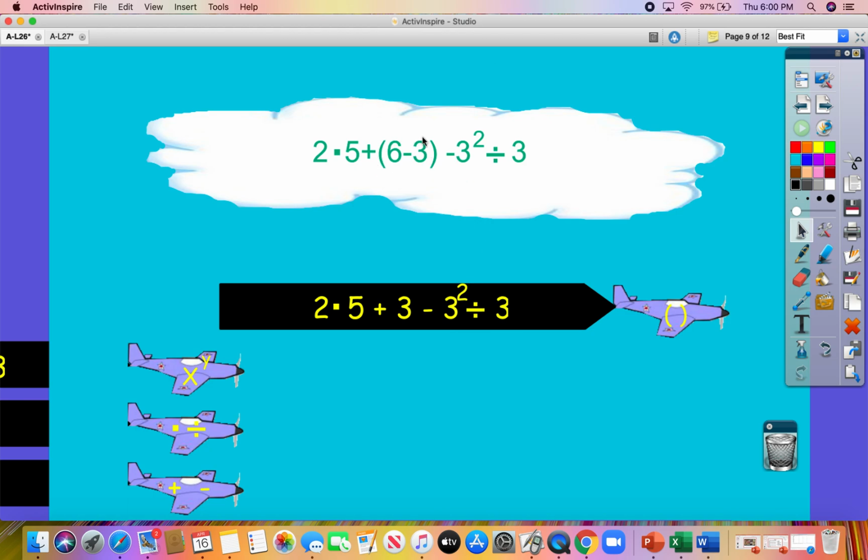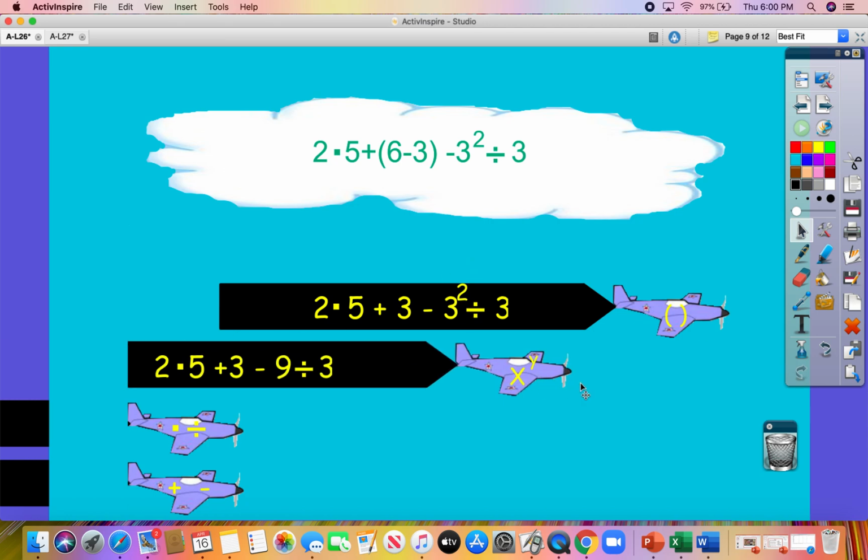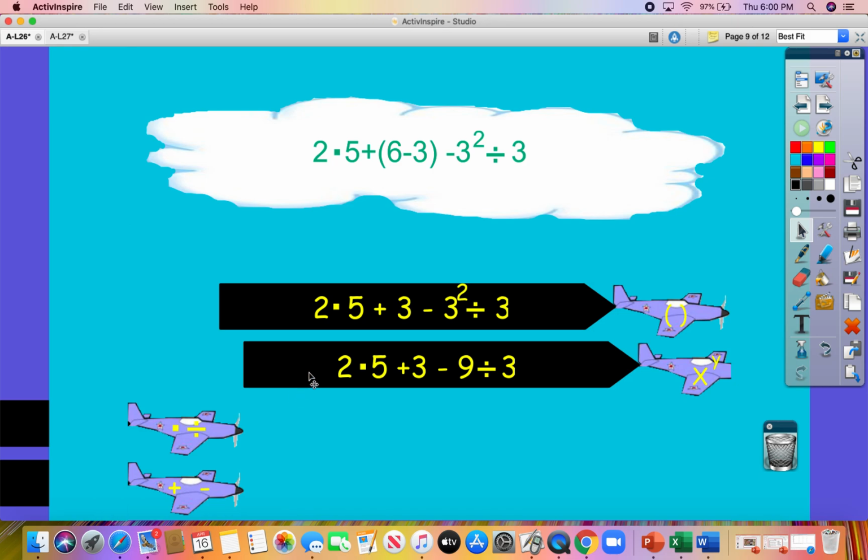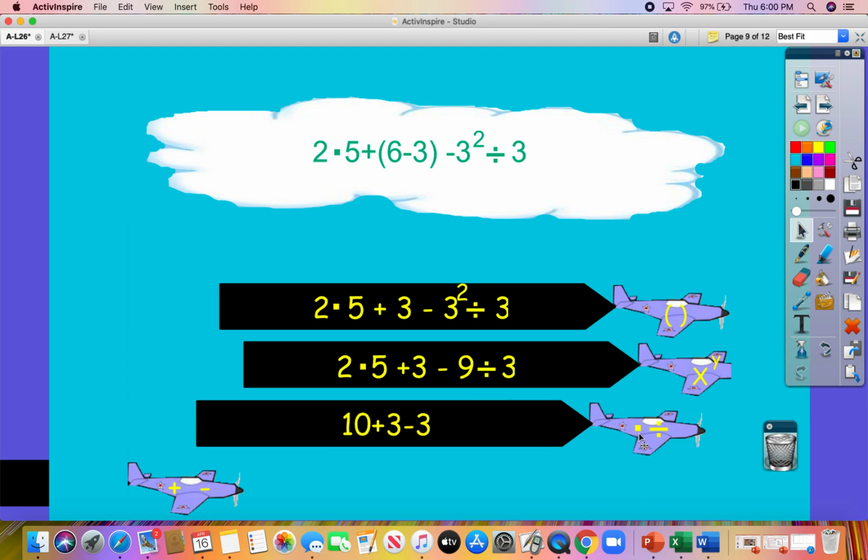Notice it just replaced what was in the parentheses and rewrote the entire problem that the airplane pulled out. What's up next? Exponents. 3 squared is what? 9. So now this time, again, it's rewritten completely, but it has replaced it with a 9. Now, what do I need to do? Multiply and divide. Remember, I do that left to right, so I can go ahead and just do them together. So what is 2 and 5? That's going to be 10 plus 3 minus 9 divided by 3, which is 3.